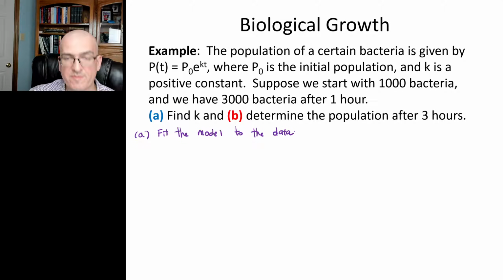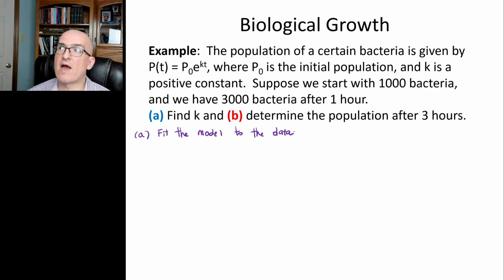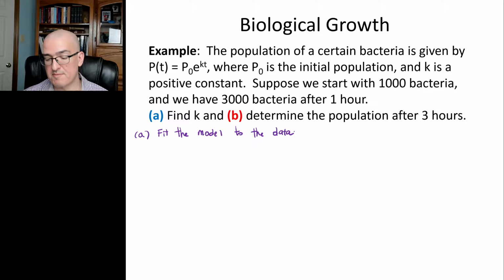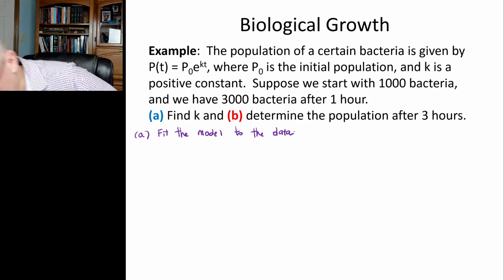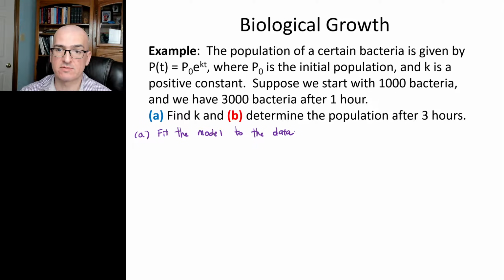This is a very rudimentary type of example of model fitting. There are far more complicated examples, but the idea is the same. You have an expression that mathematically represents the behavior of something. Then you have some data that also describes the behavior of something, and you want to bring them together. You want your mathematical model to absorb that data and reflect that data. Once we have a fit model, we can use it to make a prediction, like in part B, what's the population going to be after 3 hours?